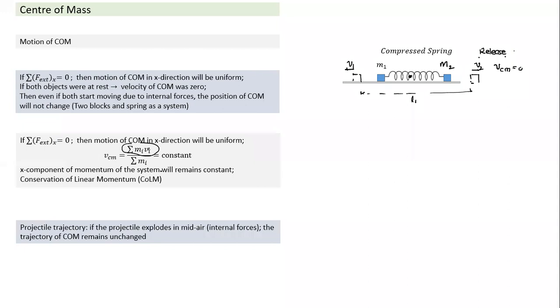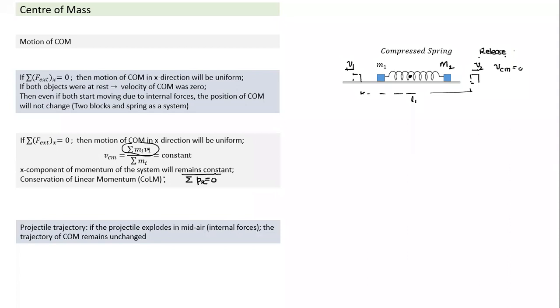X component of momentum of the system remains constant. If this remains constant, it means momentum remains constant. This is conservation of linear momentum. So let's try and understand what conservation of linear momentum is. When would the summation of the component of linear momentum in the x direction remain constant?